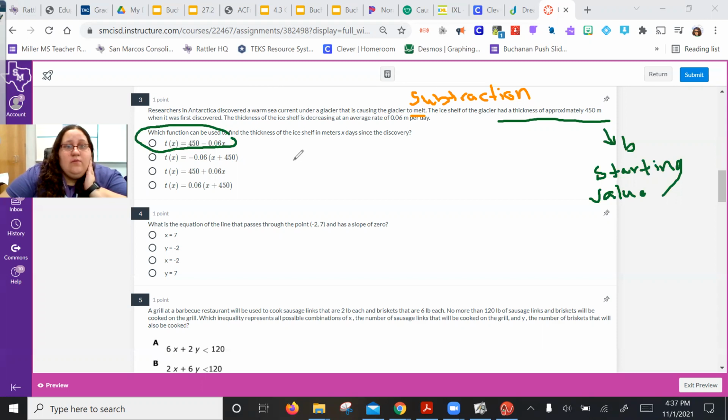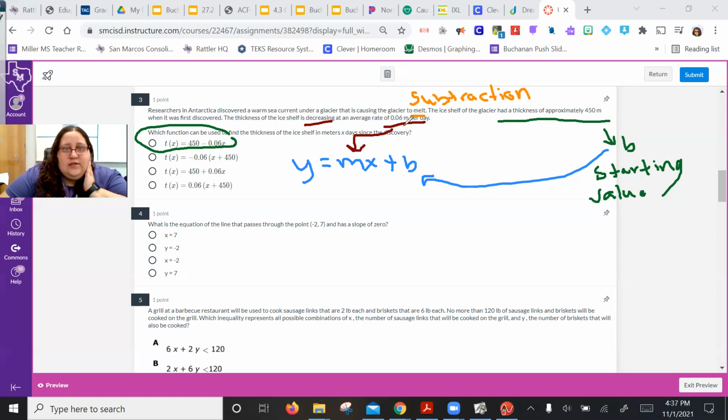Before I read, I want to make sure you remember we're usually doing this in the form of y equals mx plus b. So this is the b, and it can be in a different format, but let's see if we can find that rate of change. So that was when it was first discovered. The thickness of the ice shelf is decreasing, once again, another word for subtraction, at 0.6 meters per day. So that's my rate of change, 0.6.